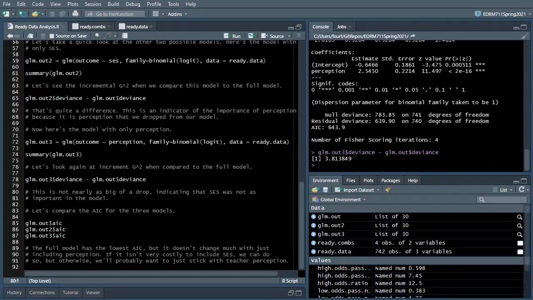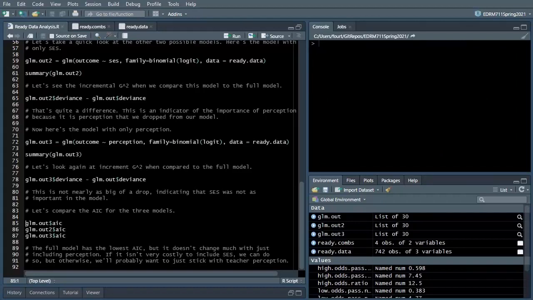But what about if I had a choice of a model with both perception and SES, or just perception? We've looked at the change in G-squared. Now let's look at the change in the Akaike information criterion. Remember that we want small values. Remember also that this will be looking at two things at once. What's the G-squared look like, and how many variables are in the model? So first we're going to do the full model to give us a baseline to compare to, and that's 642.